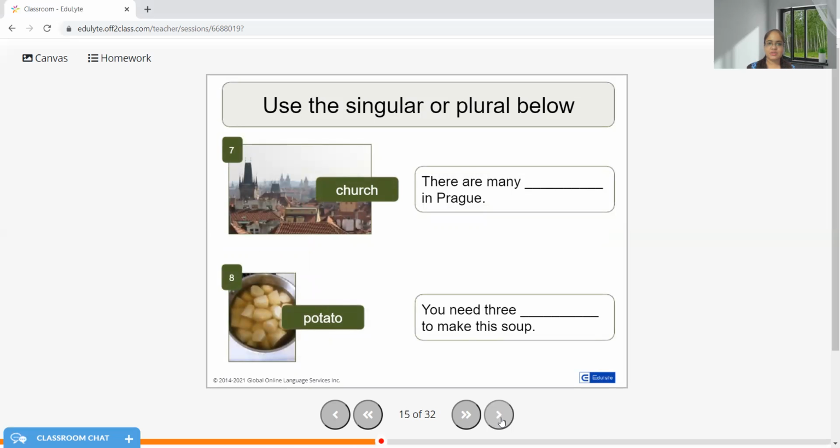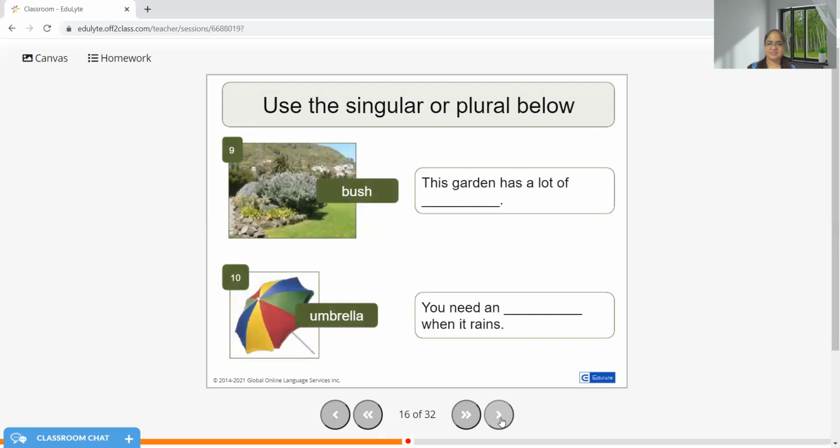There are many churches in Prague. You need 3 potatoes to make this soup. This garden has a lot of bushes. You need an umbrella when it rains. Just observe here also, I'm using an, so I'm referring to one umbrella. Therefore, I'm not converting it into plural.